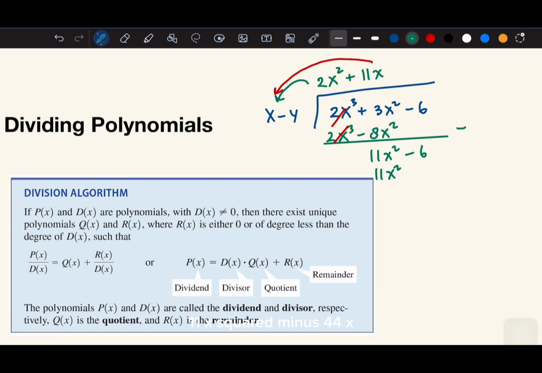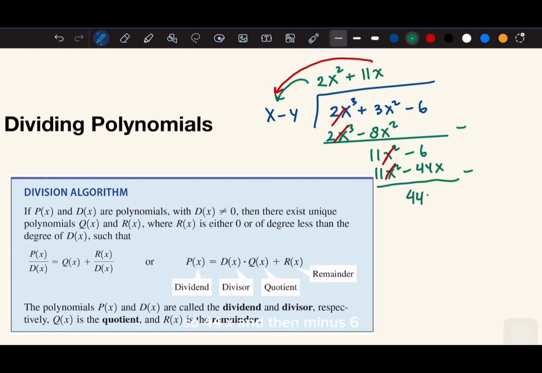11x squared minus 44x. Now we can cancel this, and then we have 0 minus minus, so we have plus 44x. So 44x and then minus 6. And then we take again. Really, this is ugly, right? The numbers are ugly because I made them up randomly.